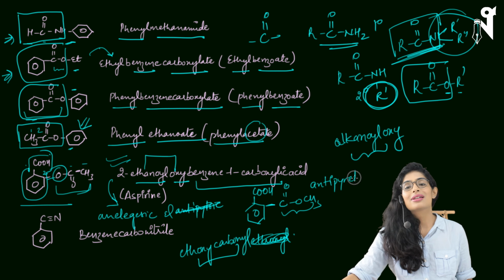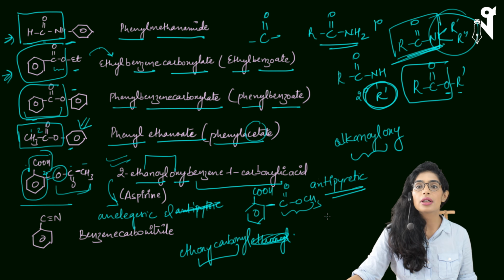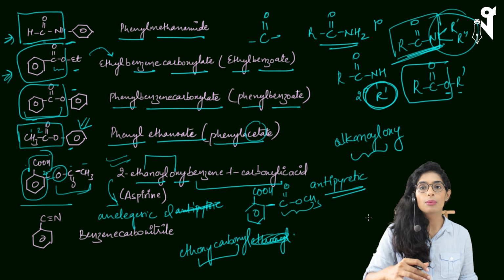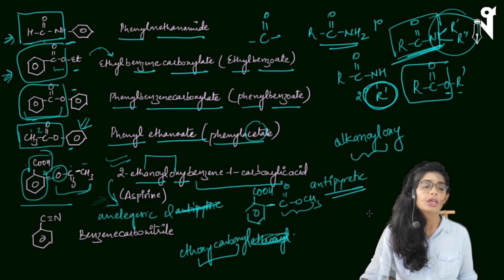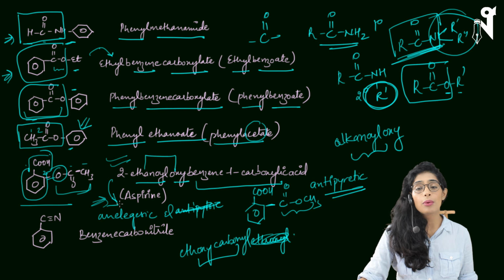Antipyretic. So basically, it is used as a painkiller and for fever, reducing down the body temperature. There we use it. Again, this is a very important compound, and many questions are asked on the basis of this compound. You must know the structure of aspirin, if nothing else.